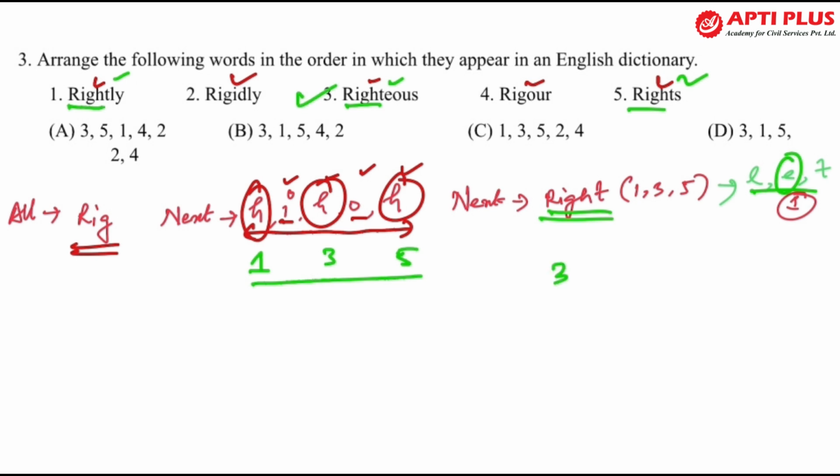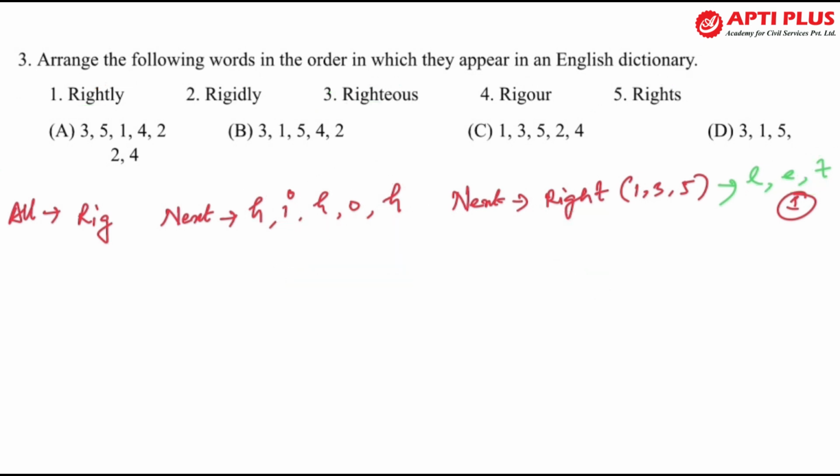Then what will come next? L. L means 1, so 3, 1. Then the next letter is T, that means 5, so 3, 1, 5. So 3, 1, 5 is in which option? The answer is B. So the answer is B. This type of question can be solved like this. Now moving on to the next question.